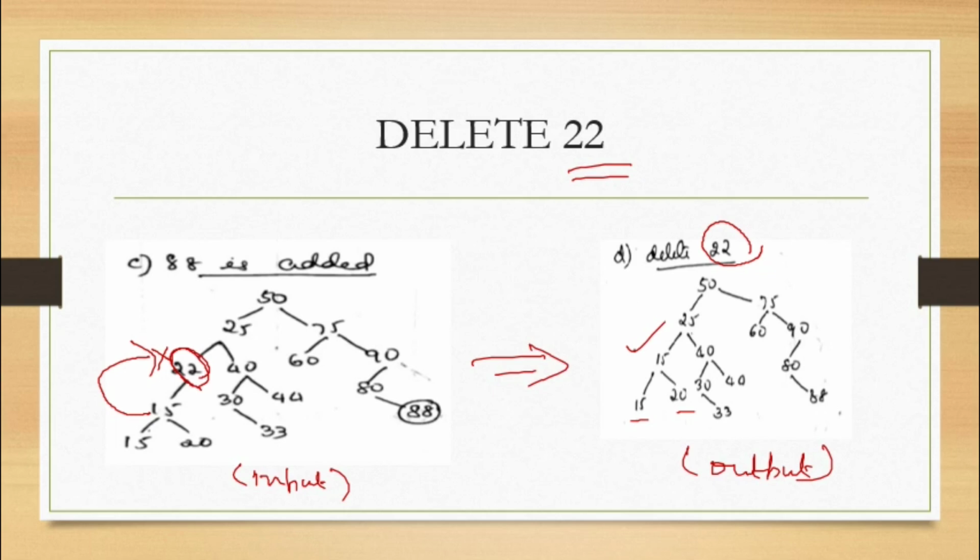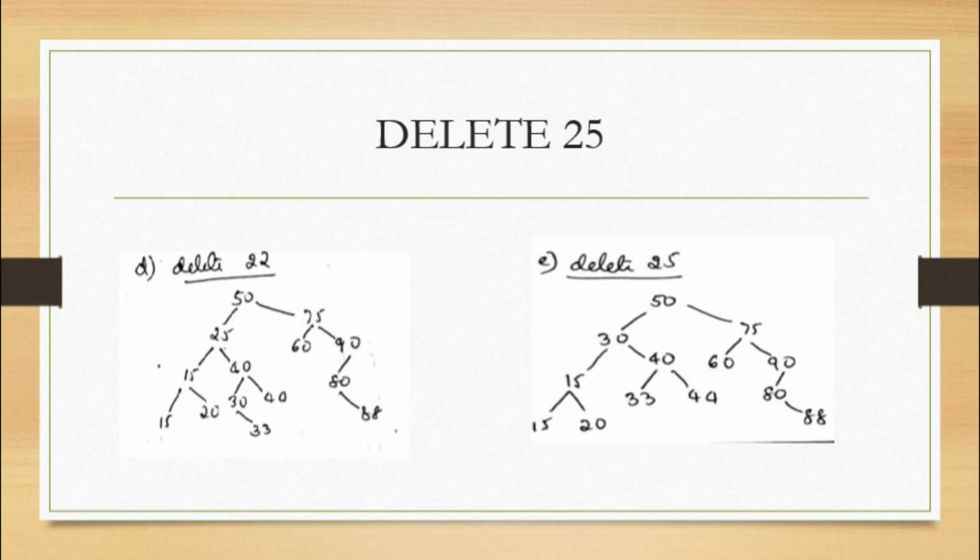Okay, so next we'll see the next one. Here we are deleting 25. Of course, students, the output of the last slide will be the input in this slide. That is how I have arranged your slides, so don't worry. So deleting 25, see the input for 25. Of course in the output you'll not find 25 because it's already deleted, so you have to see it in the input.